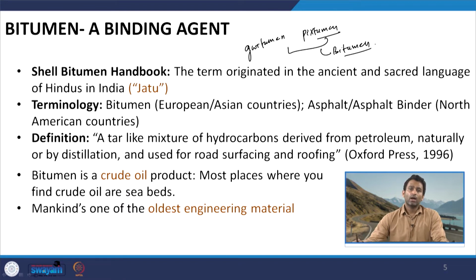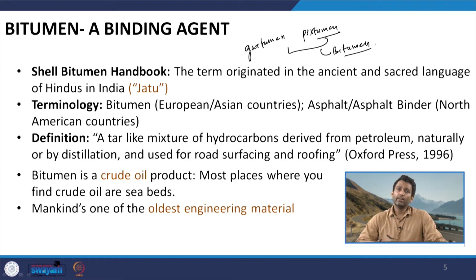Many a times another analogous word for bitumen is asphalt binder, and they are mostly used interchangeably. Even in our presentation, we will be using the terms bitumen and asphalt binder or asphalt interchangeably. The term bitumen is typically used in European and Asian countries, whereas asphalt or asphalt binder is used mostly in North American countries. However, it indicates the same material.